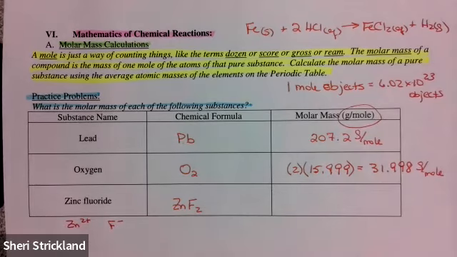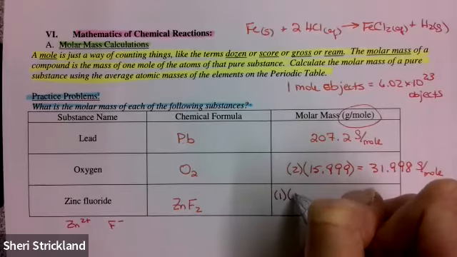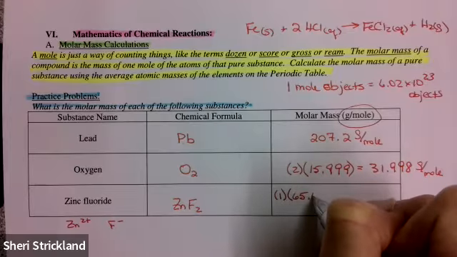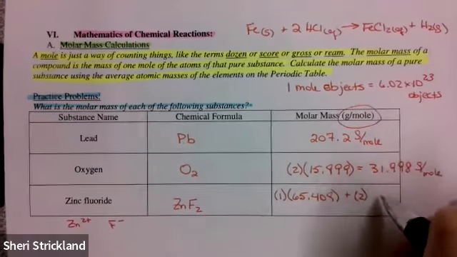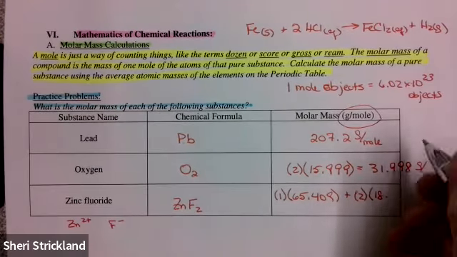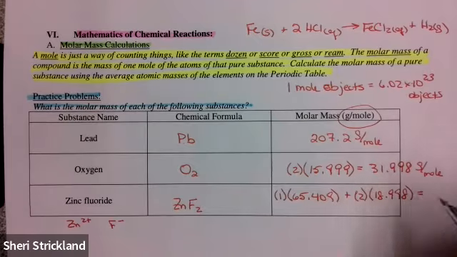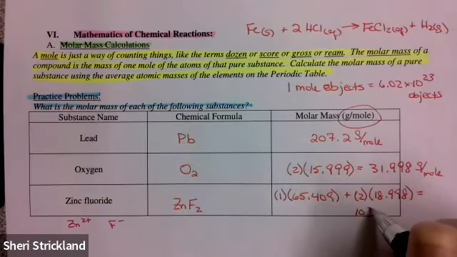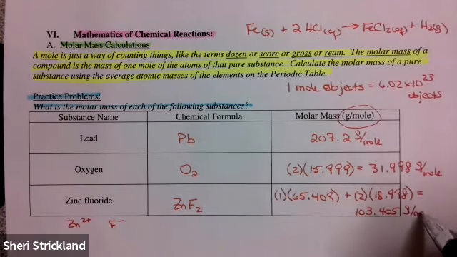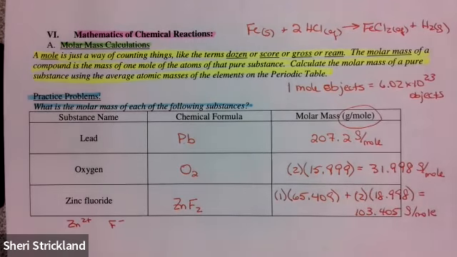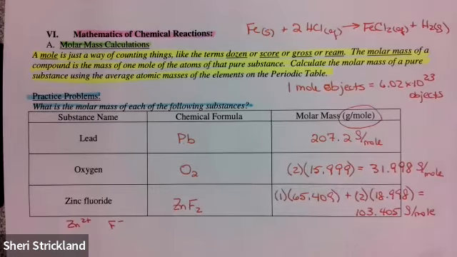All right, so with zinc fluoride, we've got 1 zinc, so 1 of these, 65.409, plus 2 of the fluorines, which are 18.998. And if you add those all together, you get 103.405 grams per mole. And mole can be abbreviated mol, but it's not much of an abbreviation because you just drop the E. It doesn't really shorten things up any.